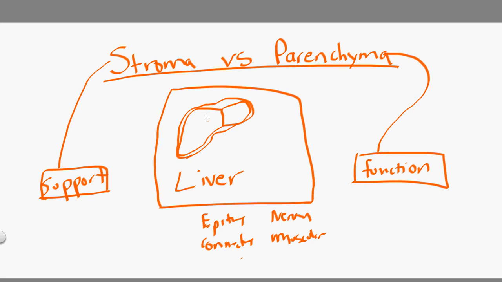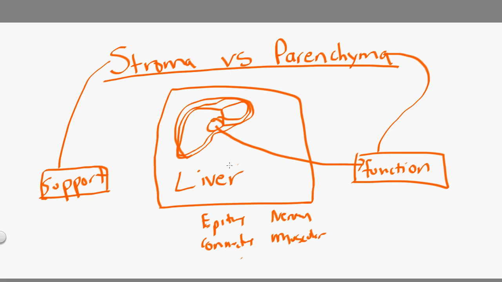So the liver might have the parenchyma here, and then all of the rest of the organ is considered the stroma. That's where the main headquarters, the sort of Washington, D.C. of the organ is located. That's where the main function of everything else is happening. And that's the parenchyma. So that's the main difference.